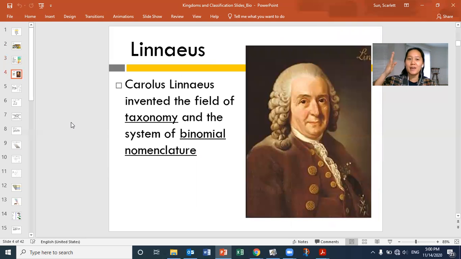So it all started with our man Linnaeus. Carolus Linnaeus invented the field of taxonomy, and the system of binomial nomenclature. And I'll get to that at the end of this review. He is the founding father of our organization for how we identify all living things on Earth. And it's a system that we still use, which means he did a pretty dang good job because he did this a long time ago.